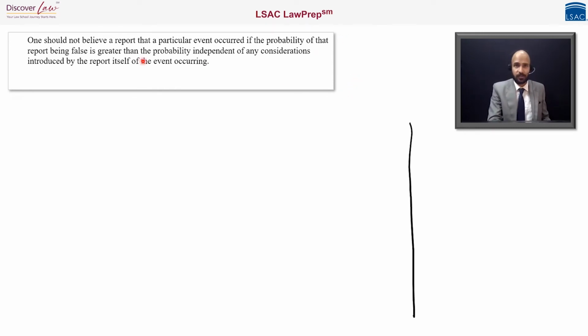It reads, one should not believe a report that a particular event occurred if the probability of that report being false is greater than the probability, independent of any considerations introduced by the report itself, of the event occurring. Well, not simple at all.